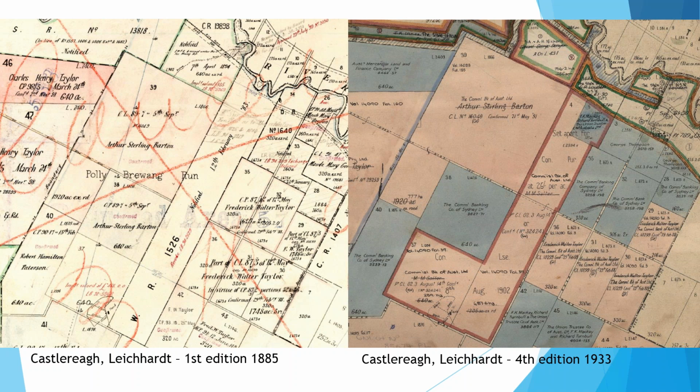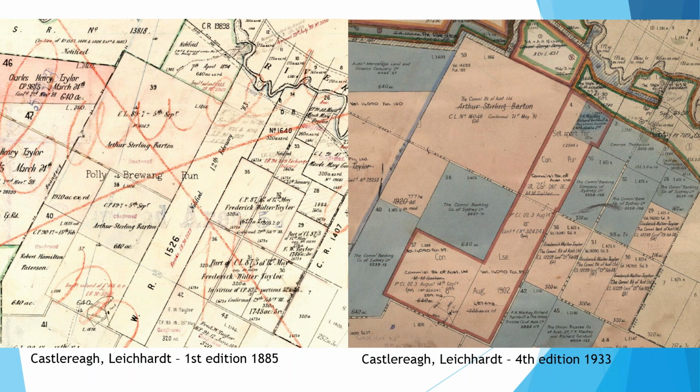Here we have two examples from the parish of Castlereagh, County of Leichhardt, showing you the kind of information that's on it. So here we have parish portion numbers. So portion number 39 is a conditional lease, CL, in 1889, number 7, taken out on the 5th of September by Arthur Sterling Barton. And up in the corner, we get the first half of the Crown plan for the portion. Portion number 38 is a conditional purchase, 1889, number 7, taken out on the 5th of September by Arthur Sterling Barton. And again, we get the first half of our Crown plan for the portion.